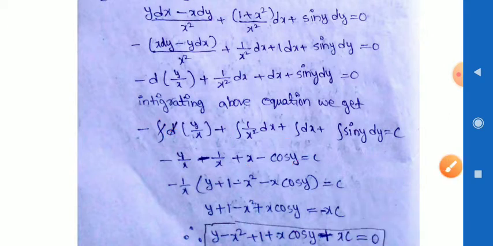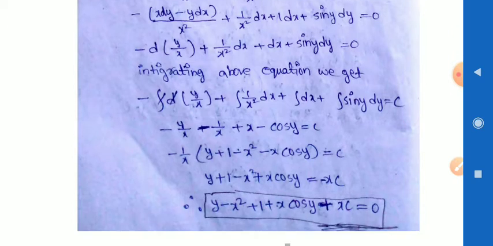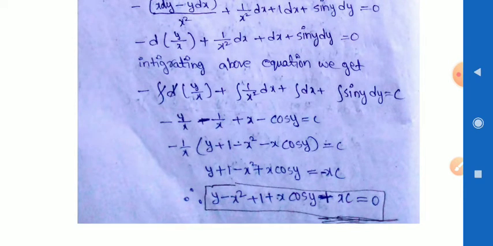By taking minus 1 by x as common, we get minus 1 by x into y plus 1 minus x square minus x cos y is equal to c. By cross multiplying we get y plus 1 minus x square plus x cos y is equal to minus xc. Therefore the general solution for the above given problem is y minus x square plus 1 plus x cos y plus xc is equal to 0.